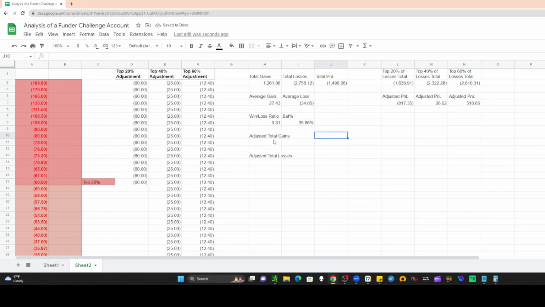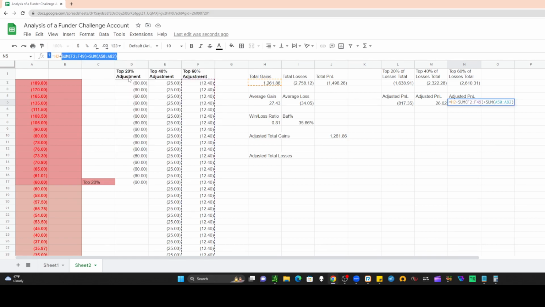Okay, so let's do the first one, adjusted total gains. How would I calculate that? Well, that doesn't actually change because I haven't changed any of the gains, so that's going to equal this. So the average gain is going to stay the same. What's going to change is the average loss. The adjusted total losses is going to equal, well, I can actually copy it from here. So the adjusted total losses is going to be this right here.